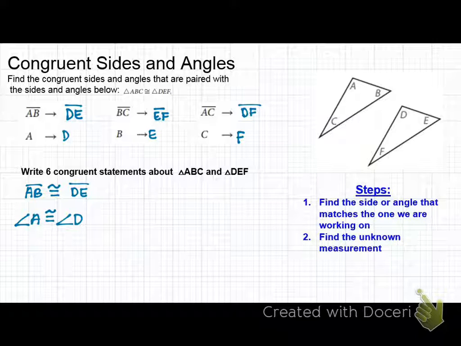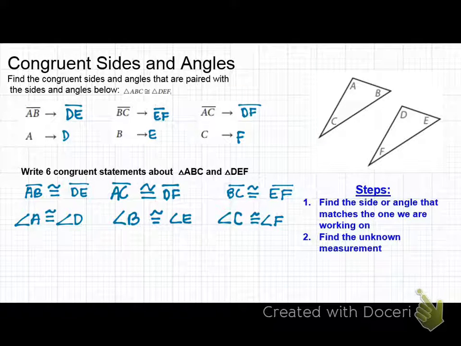Yep. Line segment BC congruent to line segment EF. Good. Last one. Good. That's right. Okay, so here they are, right? So this is the correct way down here to write down your congruent statements, okay? So did you notice that there were 6 congruent statements we made from a triangle, right?